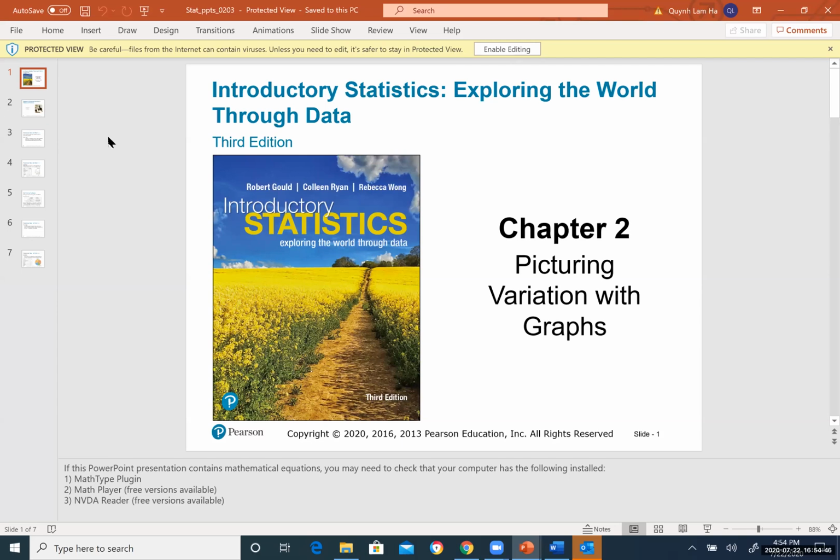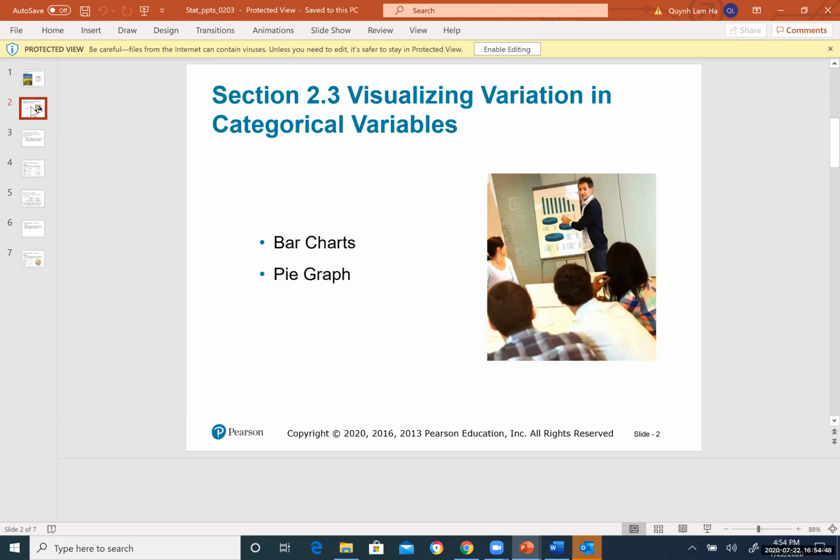All right. So chapter 2, section 2.3, you will learn about visualizing variation in categorical variables. In 2.1 and 2.2, you learned visualizing variation and the shape for numerical variables. So this time we're focusing on categorical variables. And the graphs that represent categorical variables are bar charts and pie graphs.